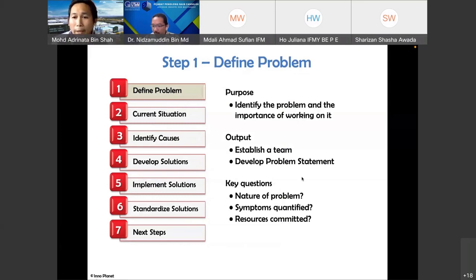Just for info, TRIZ is not only for engineering problems. We also have TRIZ in business and management. So other than engineering problems, we also have the human side, in human management and business management, so that we can solve our problems using TRIZ for management.